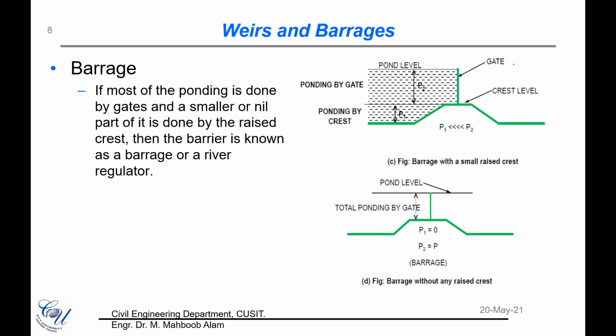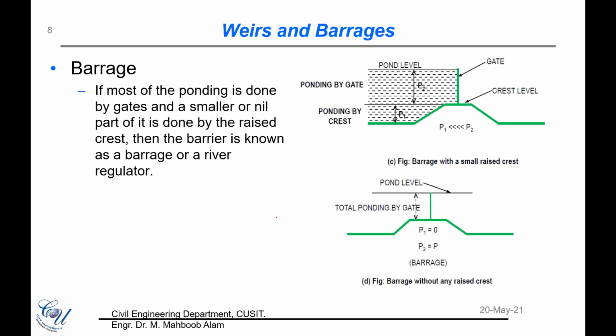In case of the barrages, this is vice versa. In case of barrages, most of the water is stored by the gates that are installed on the crest level, while a smaller portion of water is stored because of the crest that is being erected. So this is basically the main difference between the weir and barrages. Except for this particular difference, which is just a difference in definition, more or less the working of both the structures is the same.